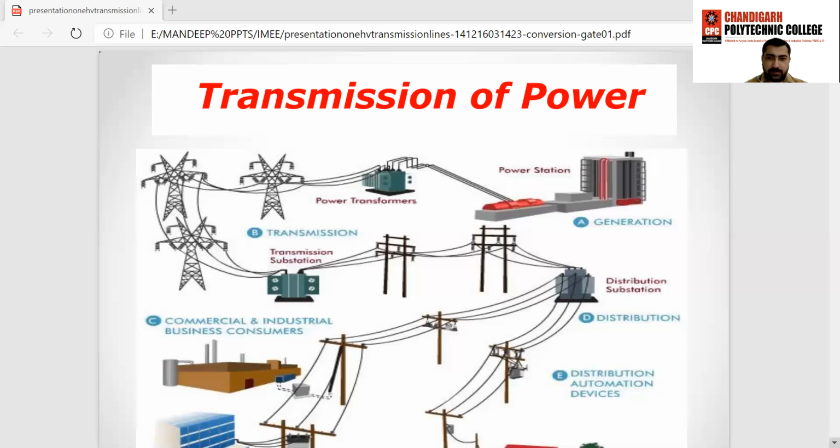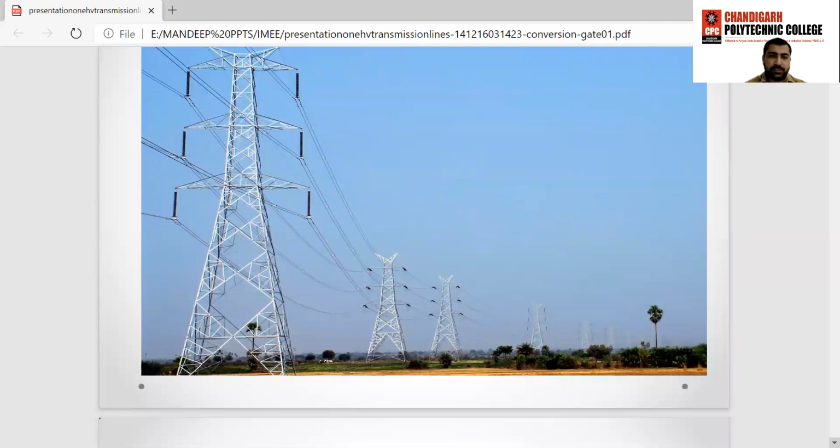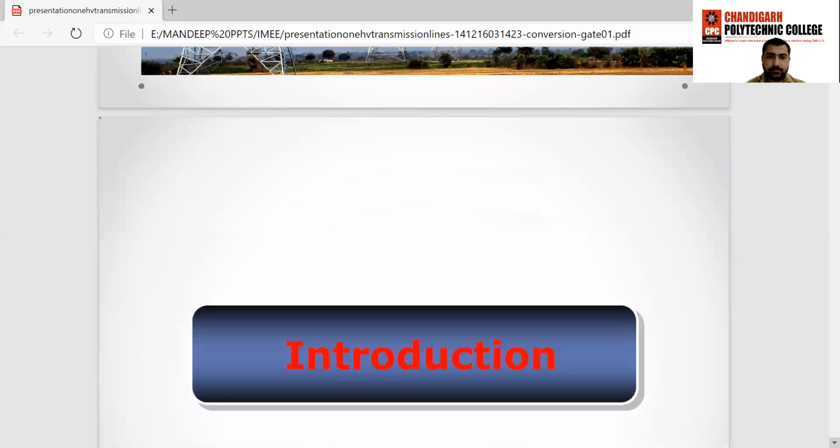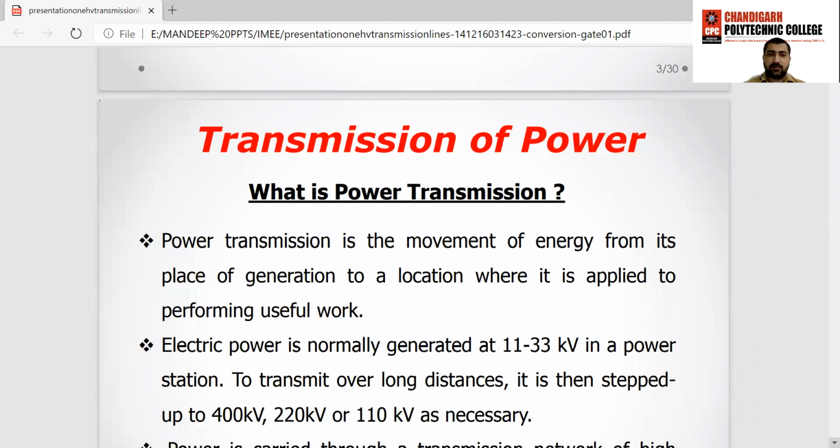In it, we will study transmission lines. These are huge and bulky structures for transmission of electrical power. Introduction. Transmission of power. What is power transmission? Power transmission is the movement of energy from its place of generation to a location where it is applied to performing useful work.